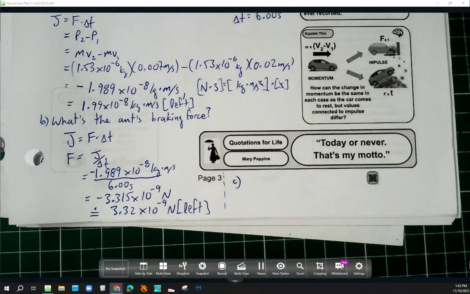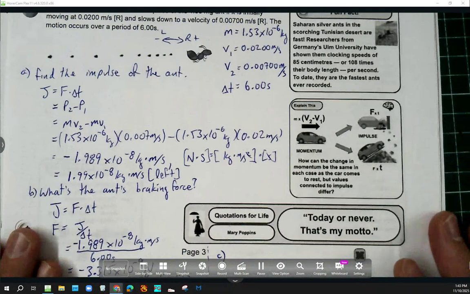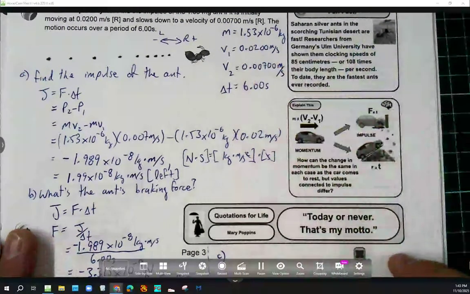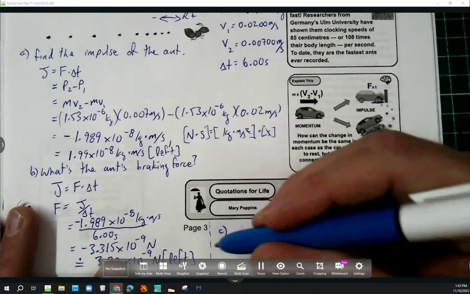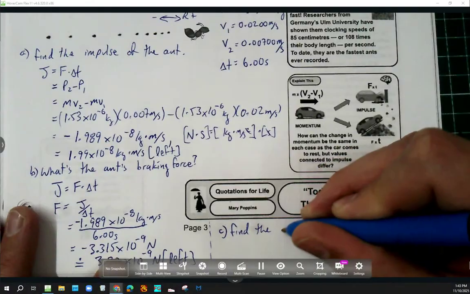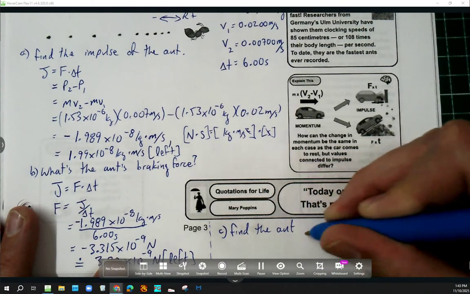Now, a reasonable part C for this, which I'm not going to take to completion, but I can see that we definitely could, based on our givens, we could ask what's the acceleration of this ant. And here we've got enough kinematics information. We could solve, find the ant's acceleration.